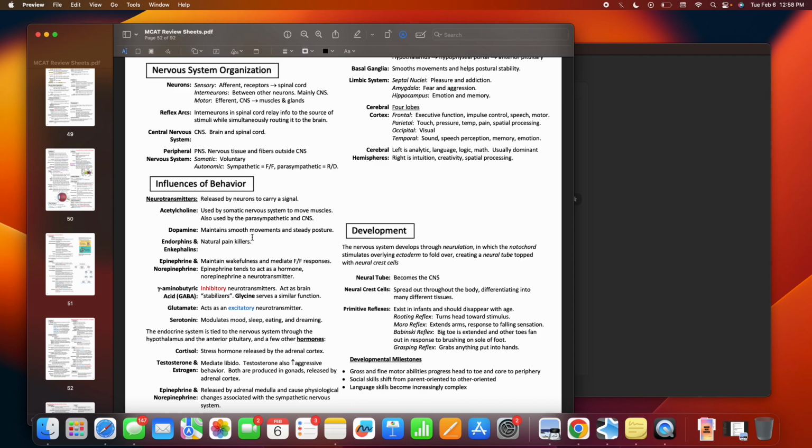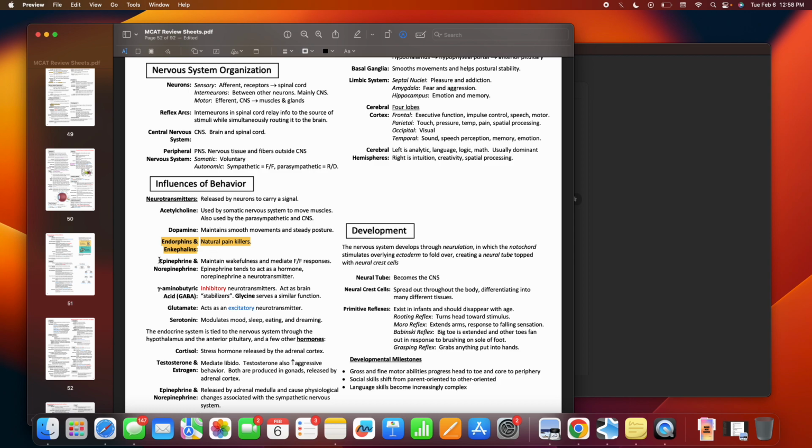Now dopamine maintains smooth movements and steady posture. We also know it as the reward neurotransmitter. We have endorphins and enkephalins. These are natural painkillers. Not natural killer cells. That was the immune system, where these natural killer cells kill the cancerous cells.